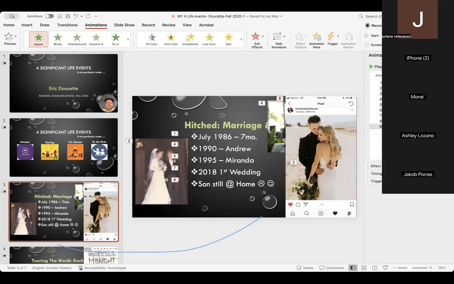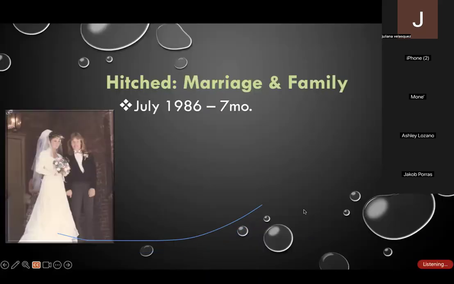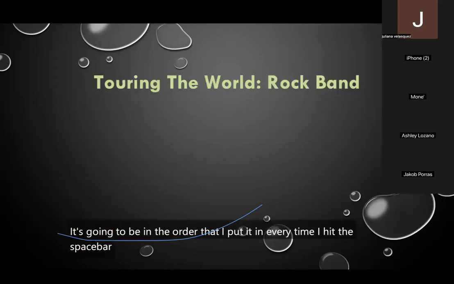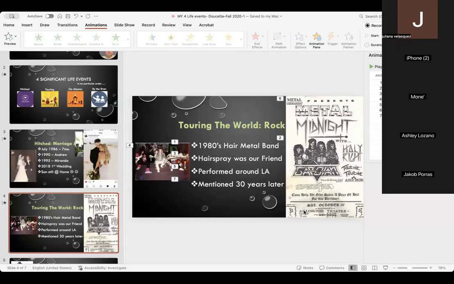So if you look over here to the right, it has the first bullet point, then it has the picture, then it has the second bullet point, Andrew, and then the third bullet point, Miranda, then another picture, that's the family picture. And then the first wedding, that's the next line, and then the wedding picture, and then my son's still at home, the last thing on there. So now if I again play it from the beginning, you'll see that it goes too fast. All right, but if I do it manually, it's going to be in the order that I put it in every time I hit the space bar. So again, that's called builds, and you need to do that on your presentation.